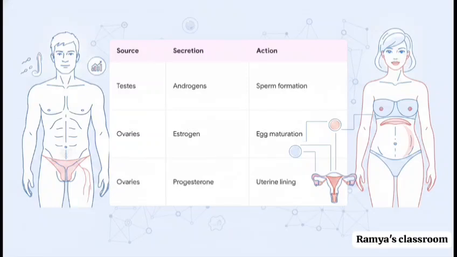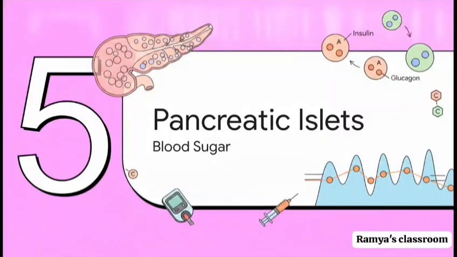In females, the ovaries secrete estrogen and progesterone. Estrogen takes care of egg maturation and release, prepares the uterine lining for pregnancy, and maintains sexual traits and genital development. Progesterone primarily prepares and maintains that uterine lining and stimulates breast development. These local hormones are responsible for executing sweeping developmental changes across the entire body. Number 5. Blood sugar, pancreatic islets.